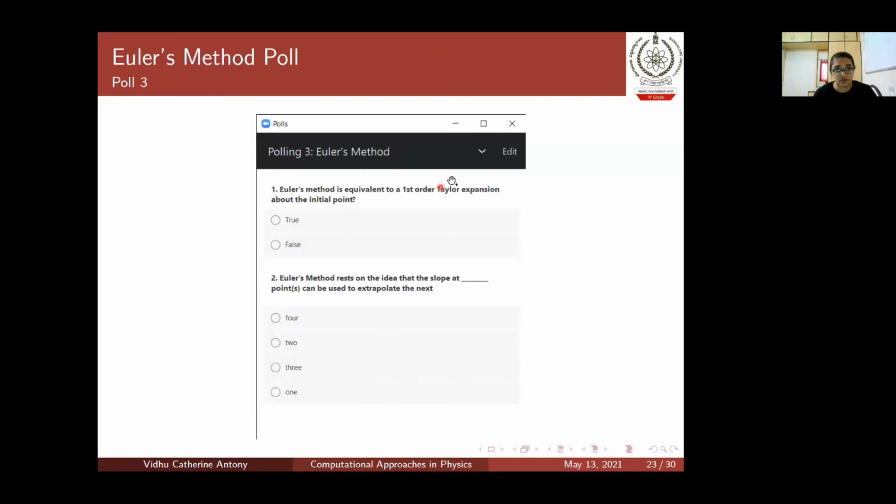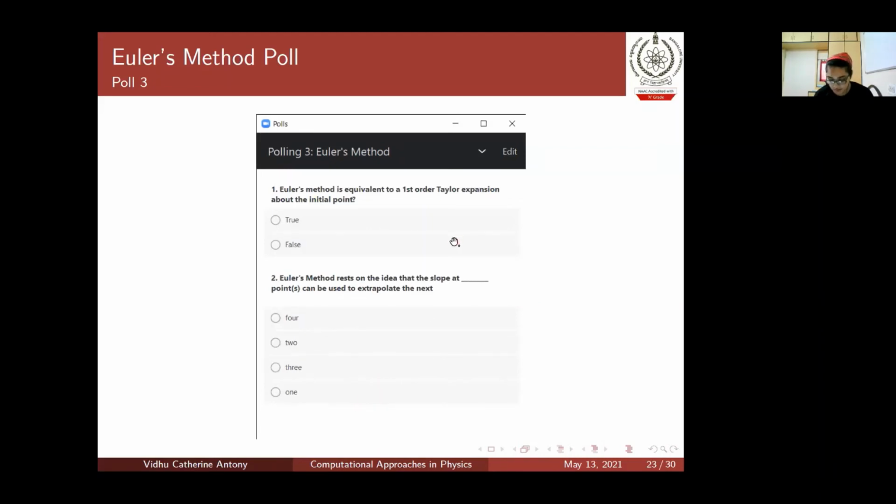So let's start off with another poll. Euler's method is equivalent to a first order Taylor's expansion about the initial point, true or false. And Euler's method rests on the idea that the slope at dash number of points can be used to extrapolate the next. So what are the number of points that you have here?